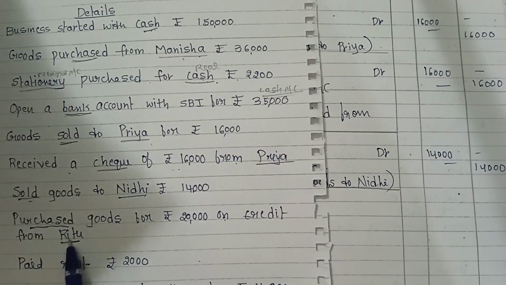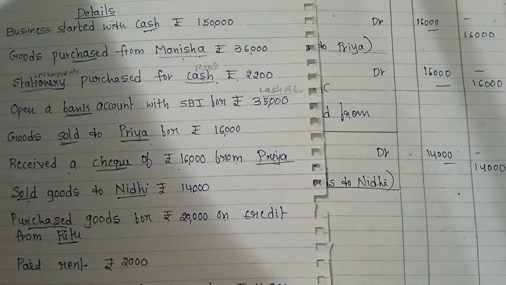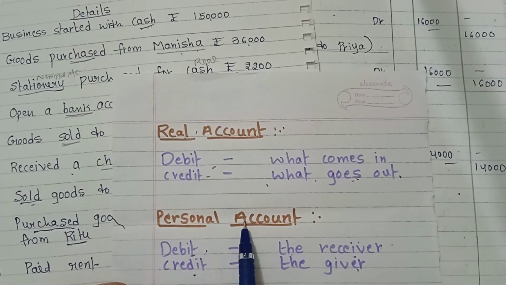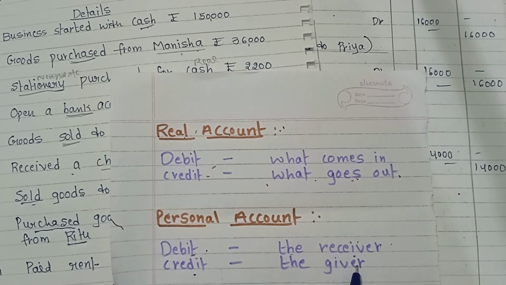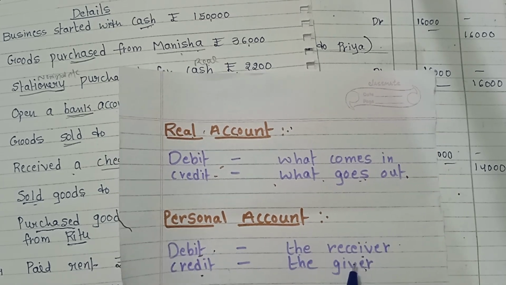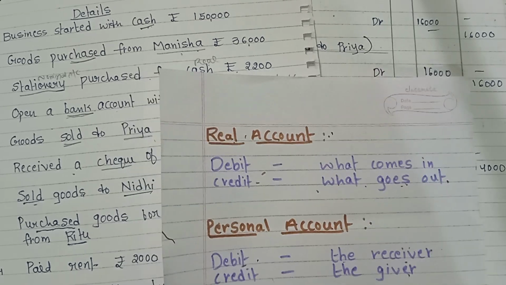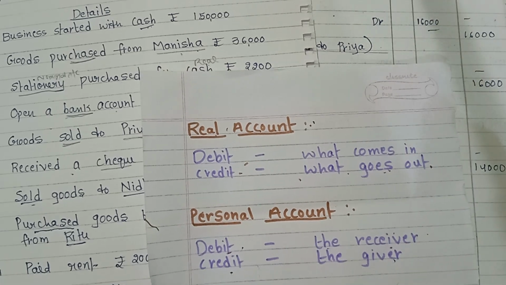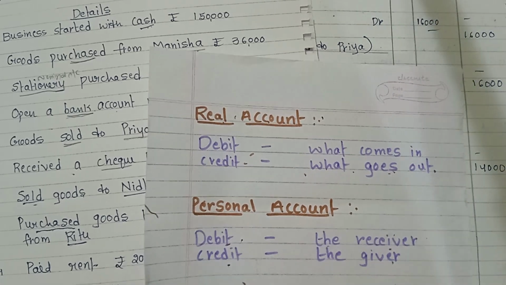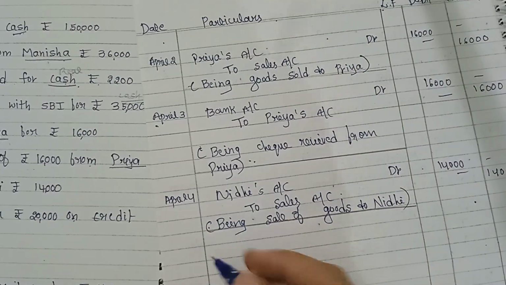And the second account is Ritu. Ritu is a personal account. The rule of personal account is credit the giver. From whom have we purchased the goods? From Ritu, means Ritu has given the goods to Mr. Ramesh. Credit the giver. Ritu is the giver of goods. So, the journal entry is on 10th April.